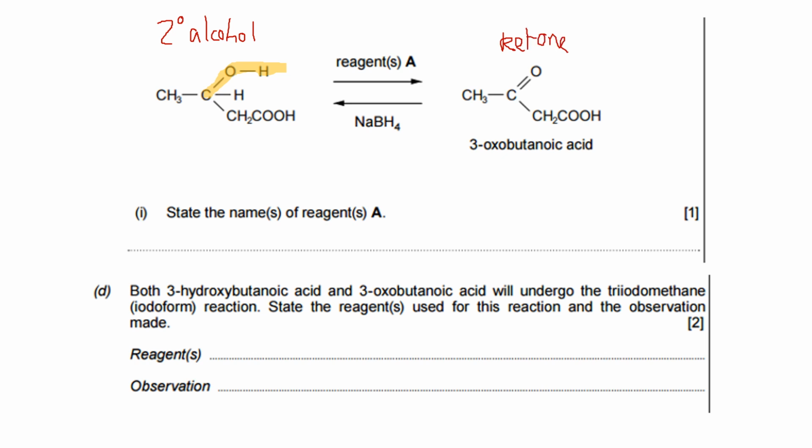So to oxidize a secondary alcohol into a ketone, you need acidified potassium dichromate.